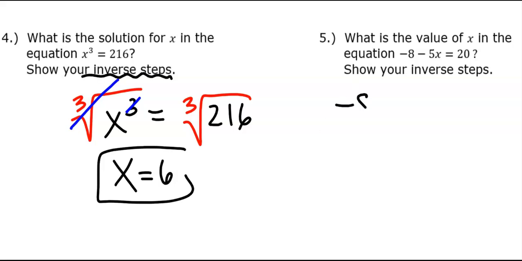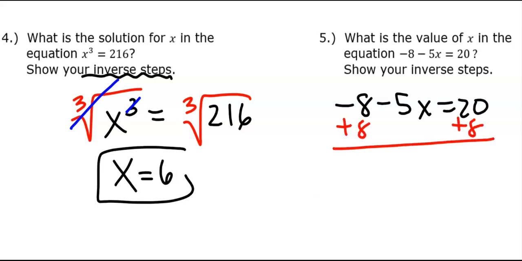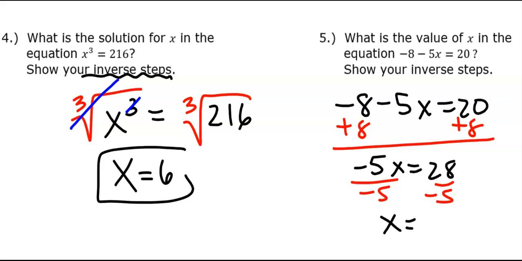All right, number 5, negative 8 minus 5x is equal to 20. So I'm going to add 8 to both sides. And then I'm going to get negative 5x equals 28. And I'm going to divide by negative 5. And again, I can convert it to a decimal, or I can leave it in fraction form.